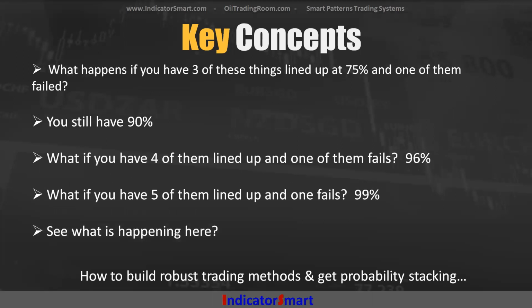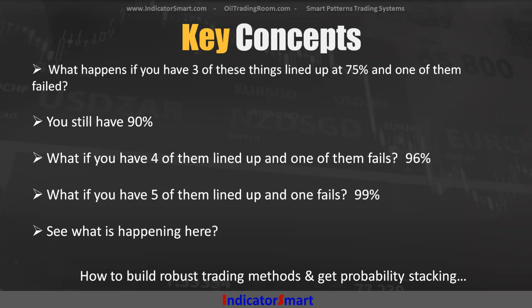So why is that important? What happens if you have 3 things lined up at 75? You'd have 96%, and if one of them fails, you still have 90%, right? That's super important because we are designing our system based on 3 individual components, each of which stands on its own. If one of them fails, I still have 90%. So 1/3 of my system failed, and I still have a 90% rate to win, or to follow through, if you will.